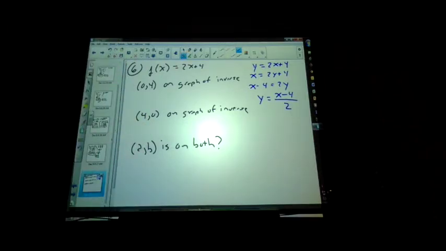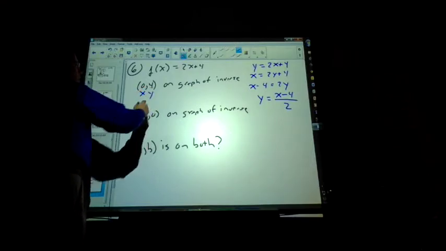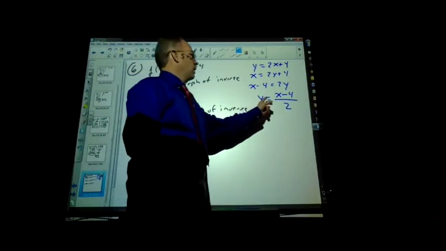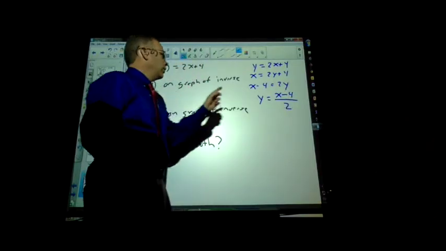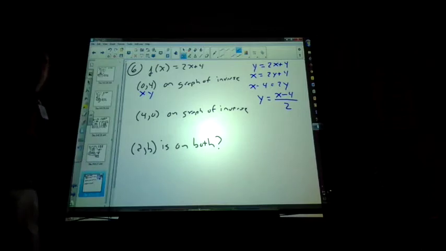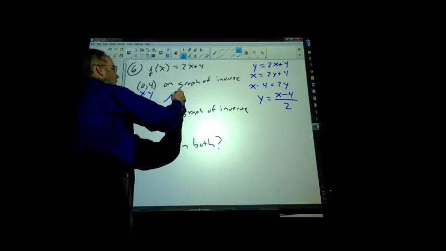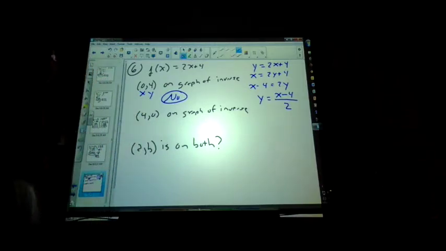So let's check to see if 0, 4. How would I check to see if 0, 4 is on that? Plug it in. So I have an x and y value. So is 4 equal to 0 minus 4? 0 minus 4 is negative 4. Negative 4 over 2 is negative 2. Is 4 equal to negative 2? Not today.